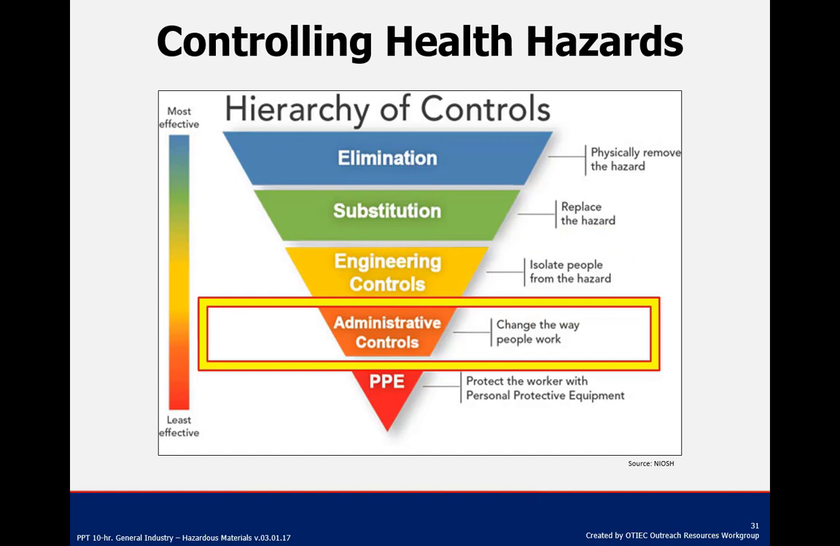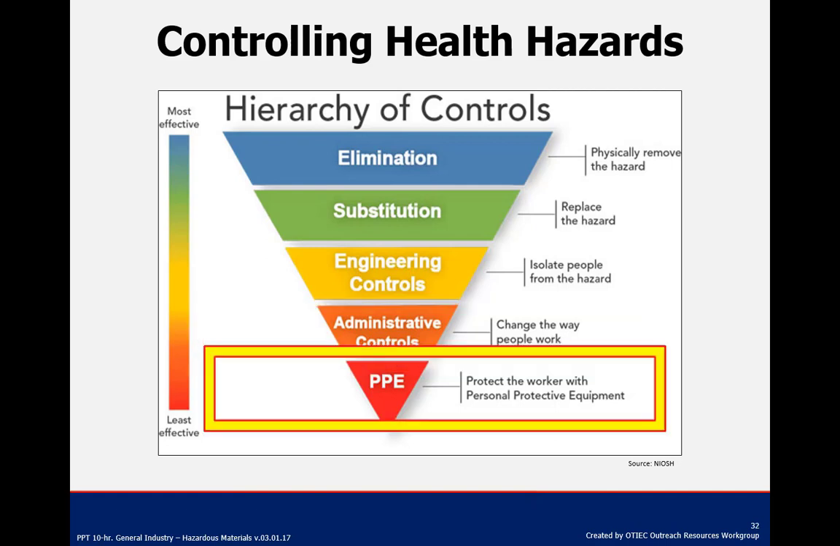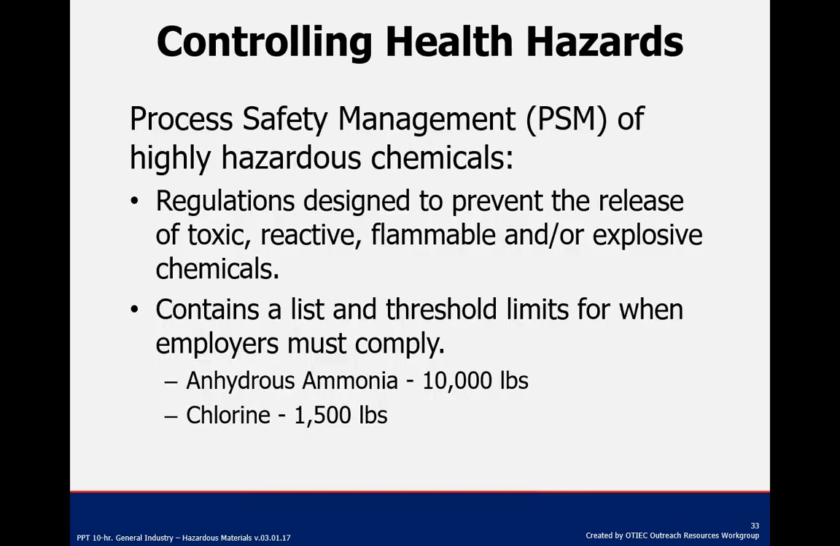Administrative controls, so rotating job assignments, adjusting work schedules so that workers are not overexposed to hazardous chemicals, establishing and enforcing safe work practices, and training your employees. And then PPE. We know about PPE from our previous training, but there are certain types of PPE that you're going to want to wear depending on what type of chemical or hazardous material you're dealing with. Again, default to the industry safety team to determine the most appropriate PPE when responding and trying to gain access to a patient.